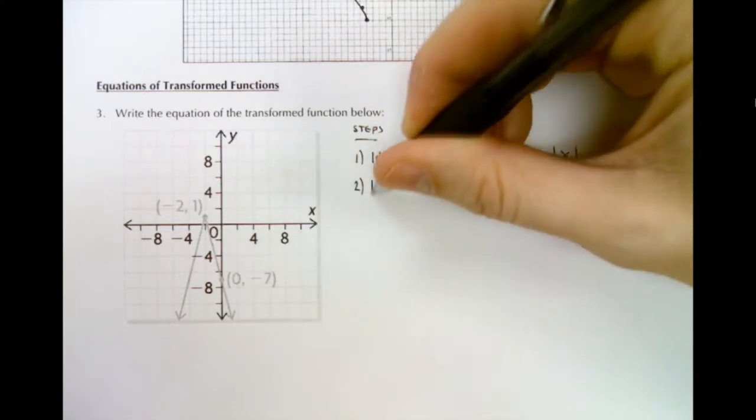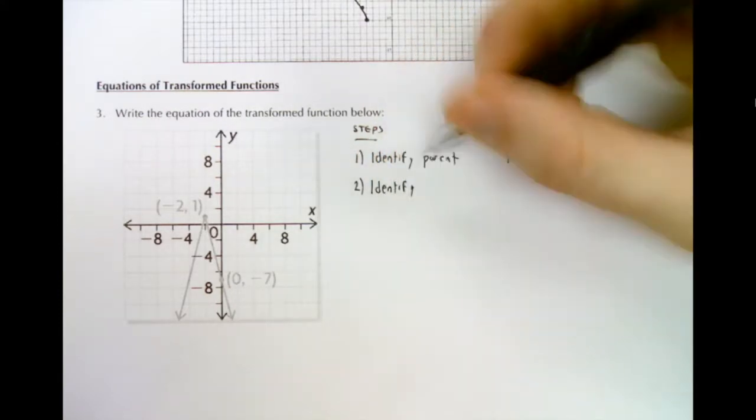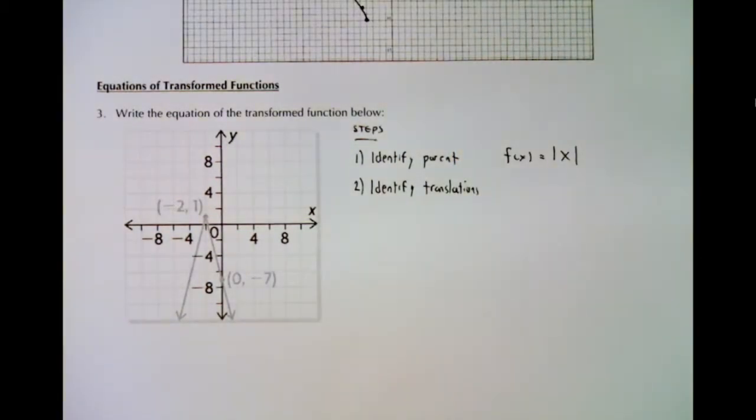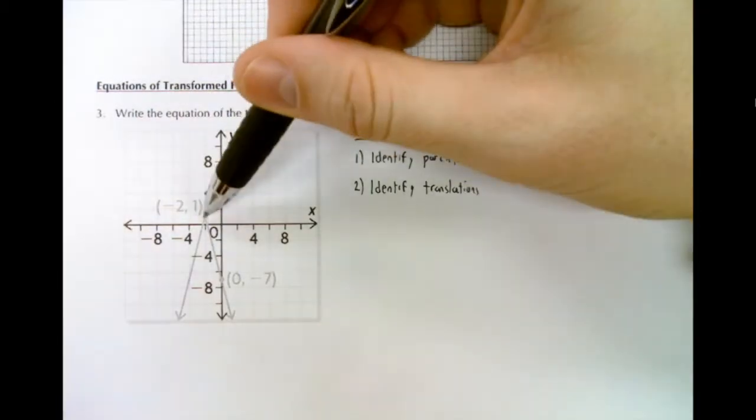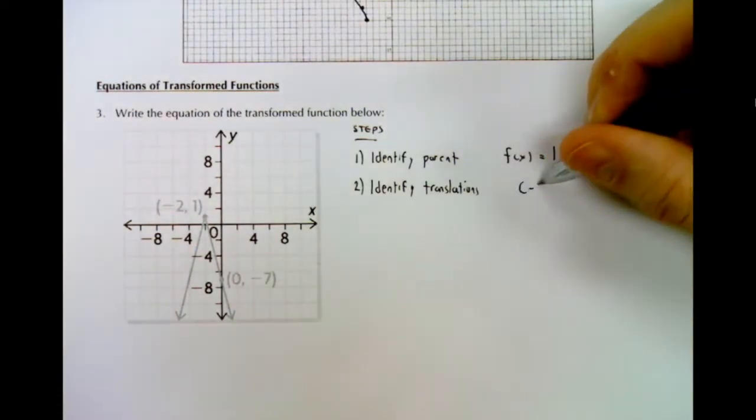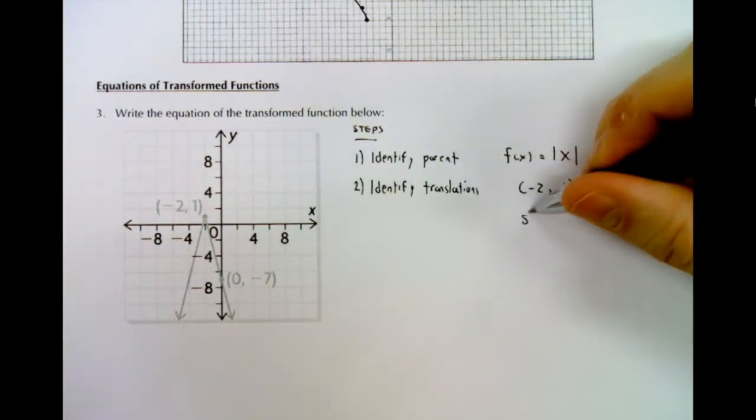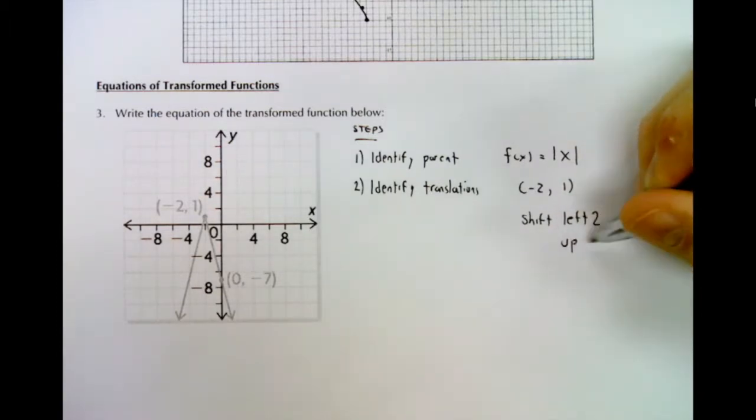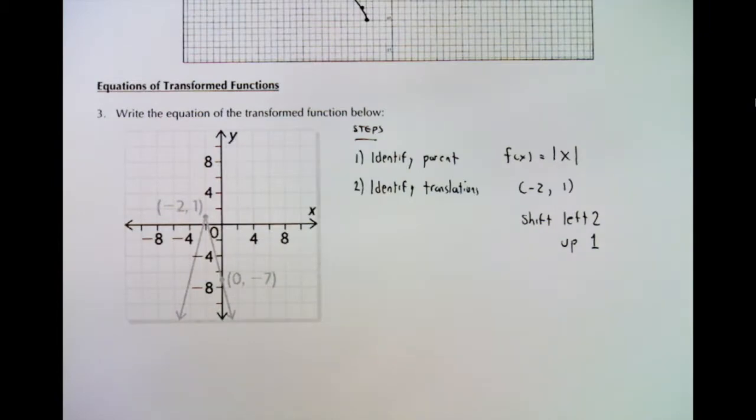And then step 2, identify the translations. And there's always a key point that you can look at to identify the translations. And when you use the absolute value or the parabola, you're looking at like the vertex or the turning point. And that turning point in this case is negative 2, 1. So that negative 2, 1 tells you that it's a shift left 2, up 1. So we can identify a bunch of the transformations already.